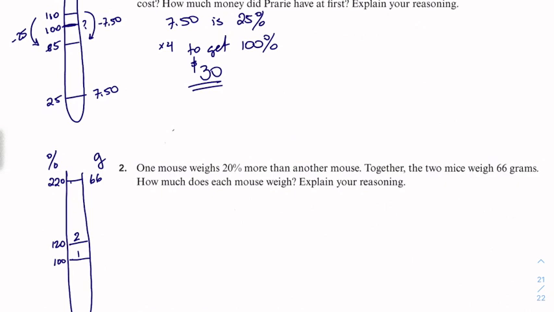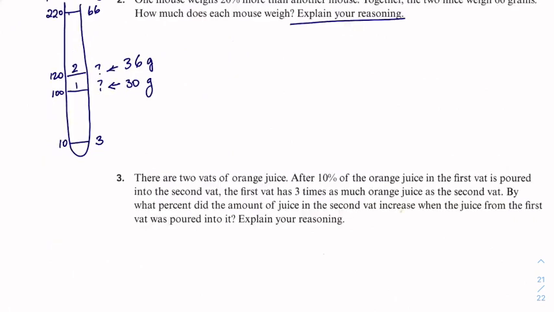So I think that based on this, we can figure out how much each of the mice weighs. Because if we know 220% is 66 grams, then we can figure out that 10% is 3 grams, right? Dividing by 22. Then we know mouse 1 is going to be 30 grams. And we know mouse 2 is going to be 36 grams. Now let's make sure that together they weigh 66 grams. I'm going to ask you to explain your reasoning. I'm going to leave question 3 for you to figure out.